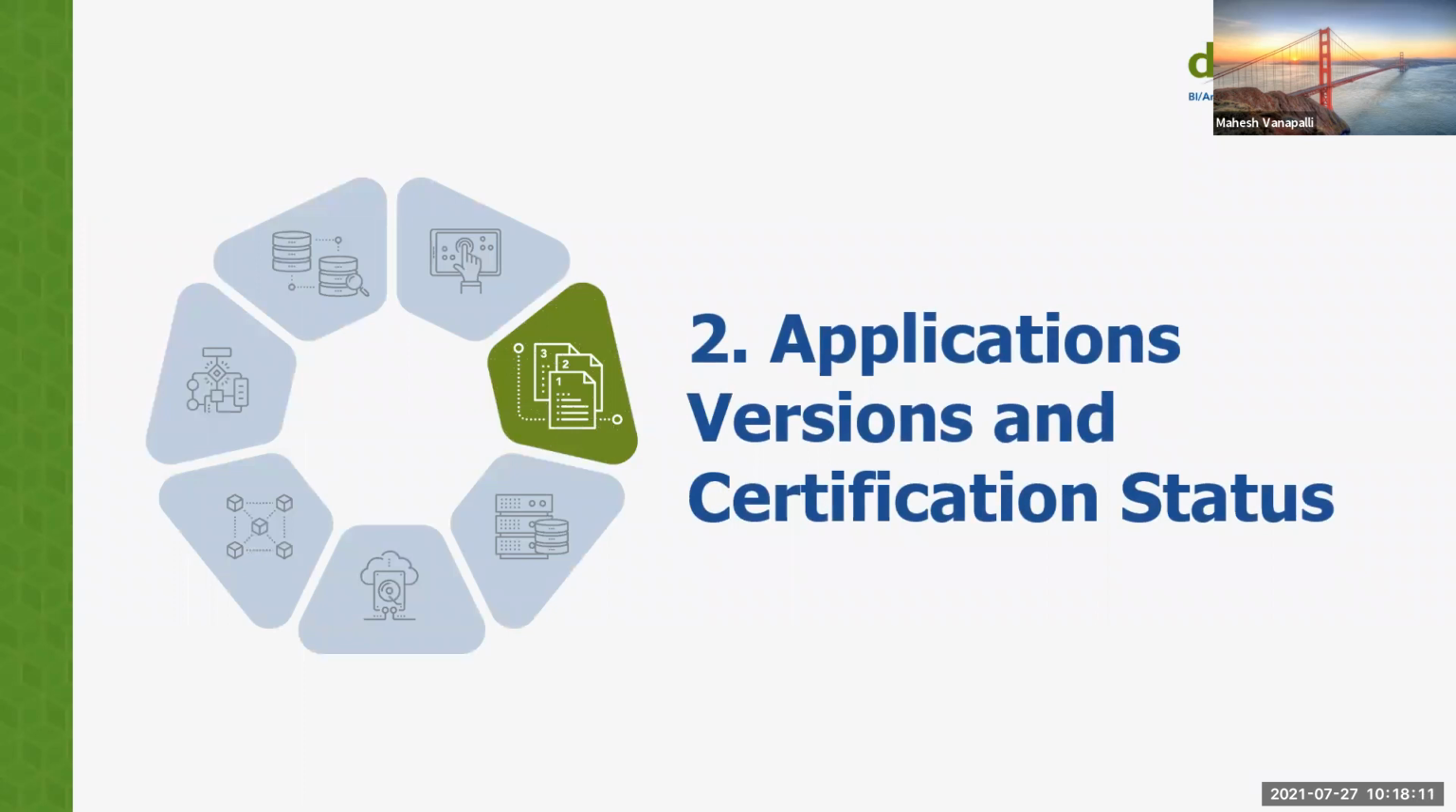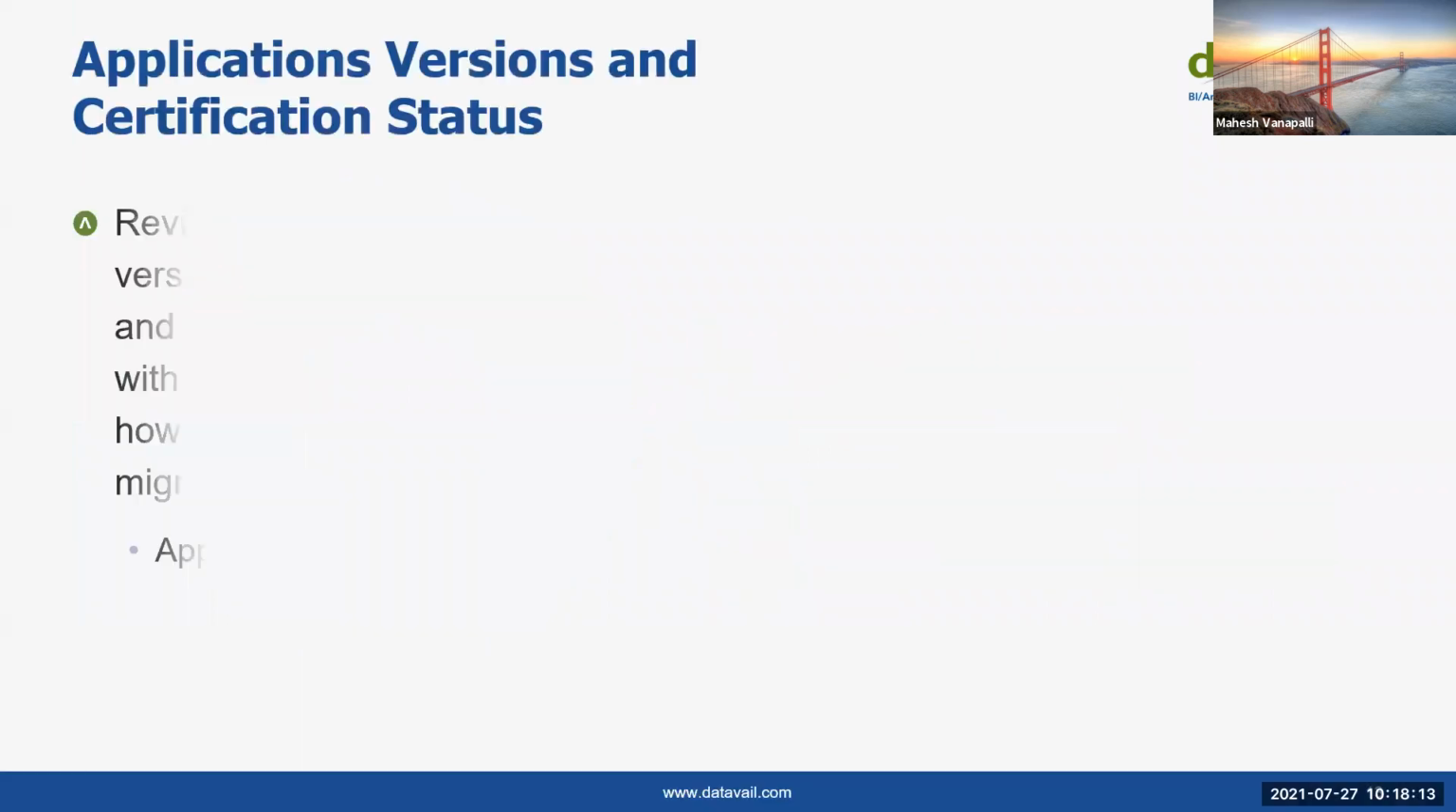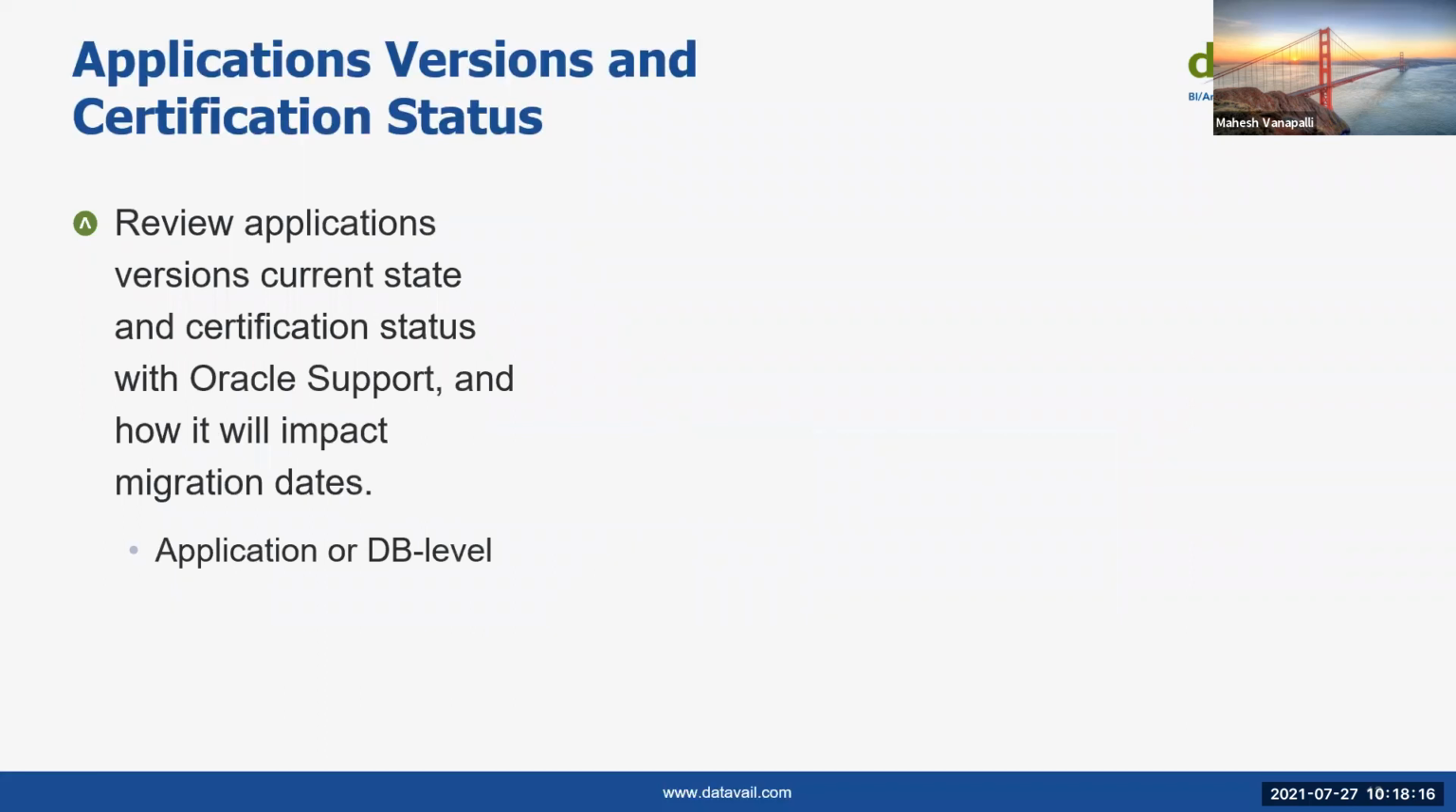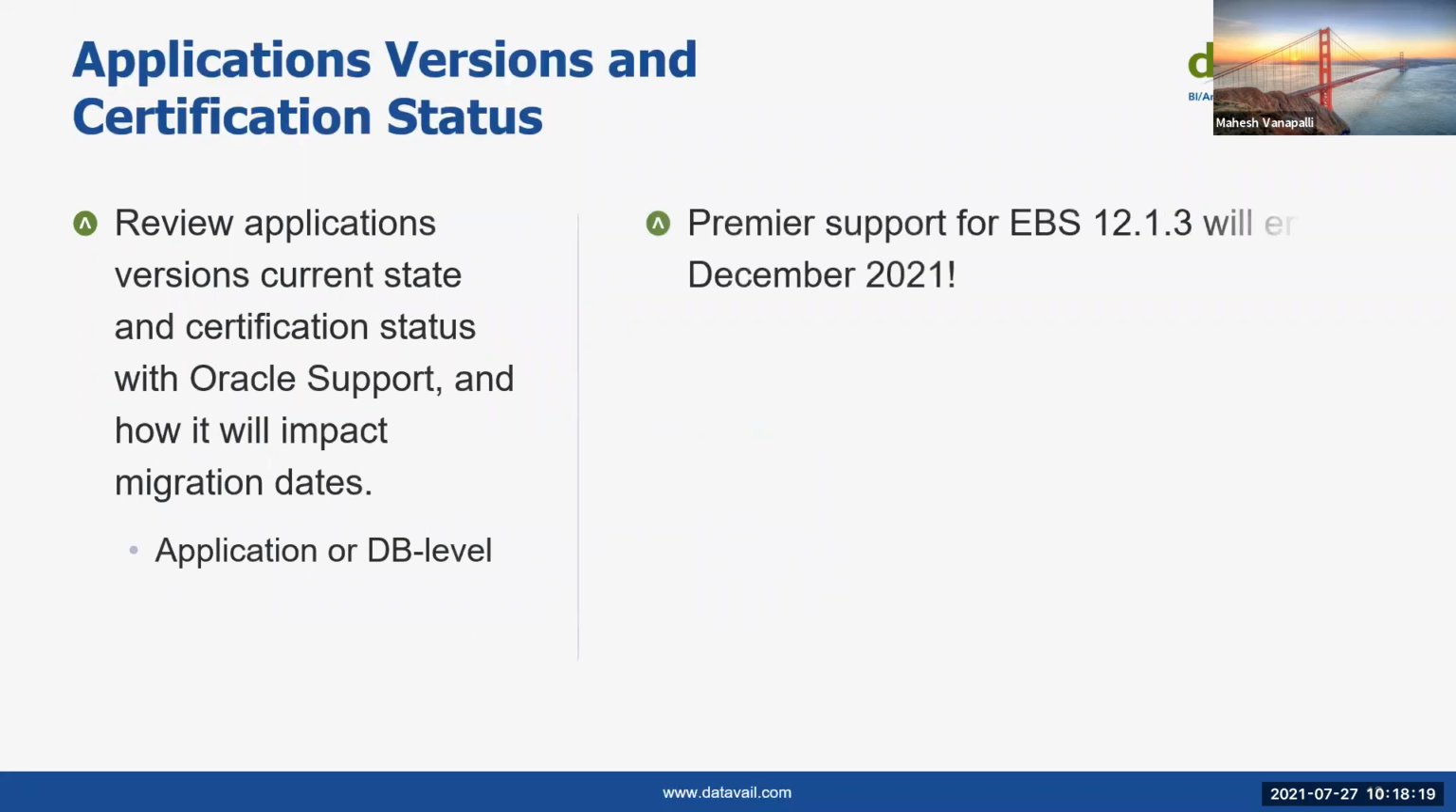So the next one is application versions and certification status. In this, the key thing is if you're already on 12.2, it doesn't make a difference. But if for some reason you're still on 12.1.3, as of now, EBS 12.1.3 support will end in December 2021. So if you're starting this journey and you're on 12.1.3 now, you'll have a question about, okay, shall I migrate first and then upgrade, or upgrade first and then migrate? That sort of question will arise, so we have to review that.